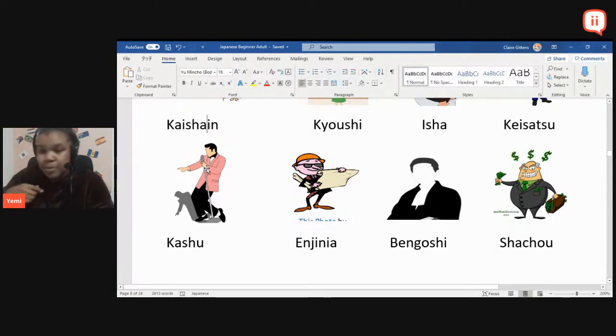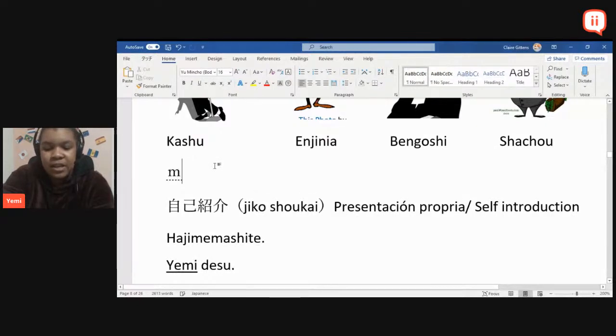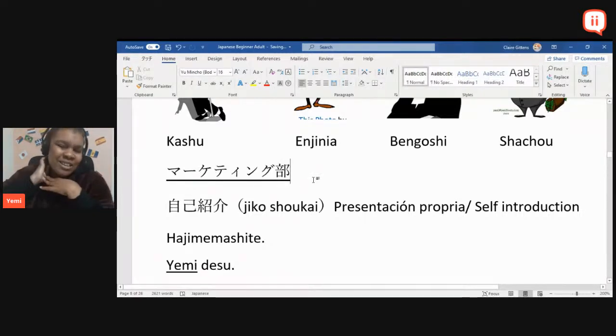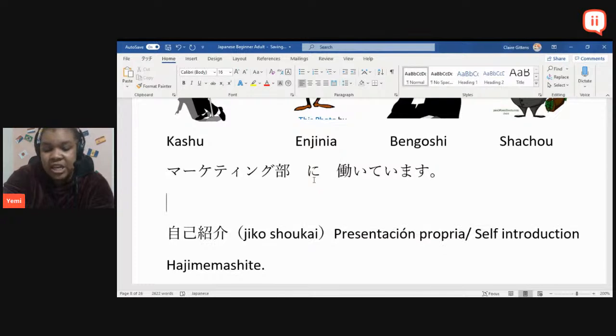Evelina, we don't do so much with the roles, but you could say marketing is marketing, so it's just marketing boot, katakana. This is in the marketing department. I suppose the easiest thing to say would be ni imas or ni hataraitemas. Marketing boot ni hataraitemas. Okay, so there wouldn't be a term so much that we would use for marketing specialist.